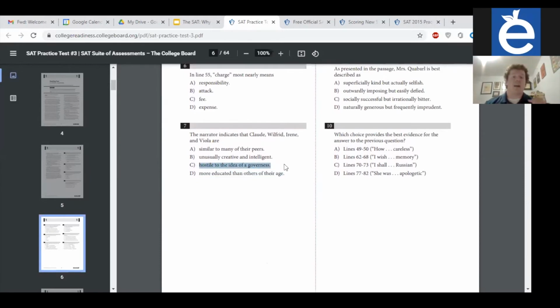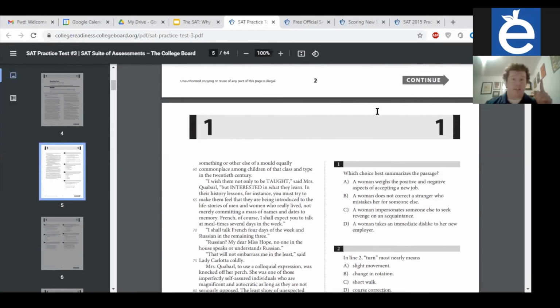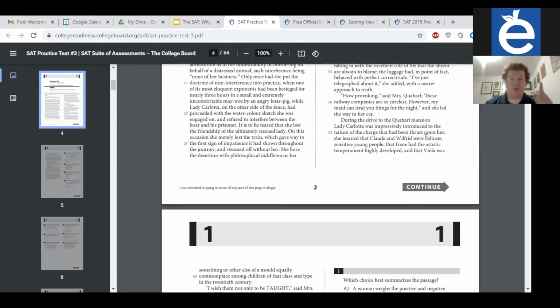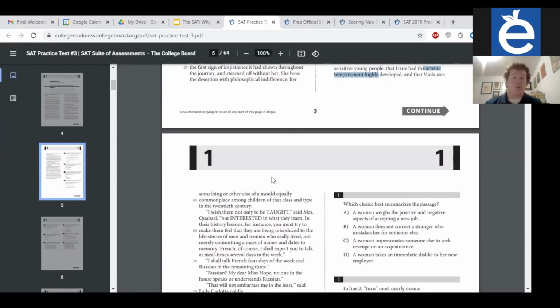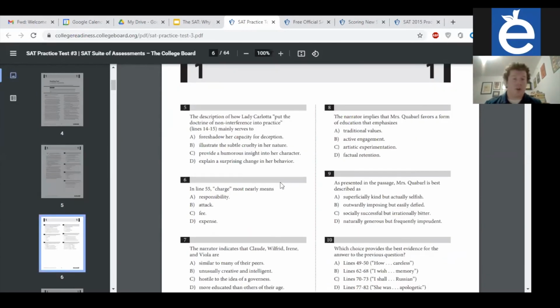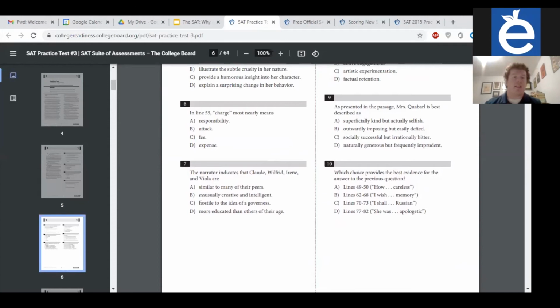C, hostile to the idea of a governess. There's nothing to indicate that. There's nothing to go against it. But if there's no evidence to tell us that they're hostile, we can eliminate it. We can eliminate C. B, unusually creative and intelligent. It does tell us here, Claude and Wilfred, delicate, sensitive. Irene is artistic. Viola, average. But there's nothing to indicate that they are unusually creative and intelligent.